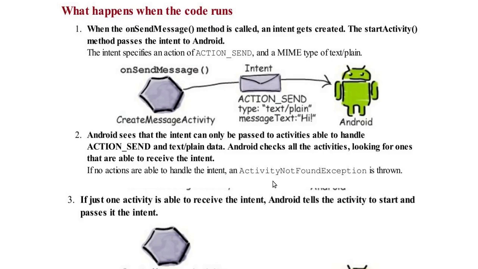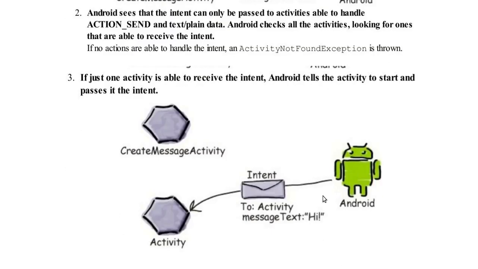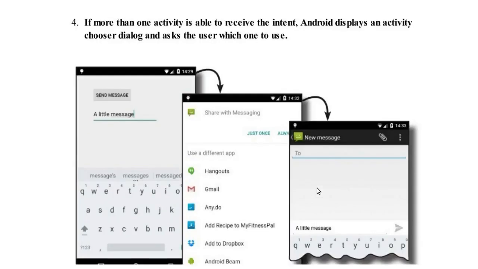There is one possibility that there is no activity that could handle the action send, which means there is no activity which could get that text. In that case it will throw an ActivityNotFoundException. There may be a case where only one activity receives that message, so Android directly runs that activity. And there is another possibility that we have multiple activities that will receive the message. In that case Android will show you the chooser, and you have to choose one of the activities from all the displayed activities.